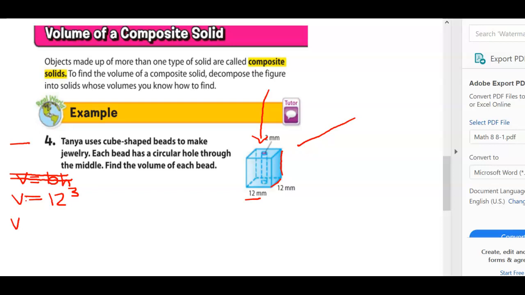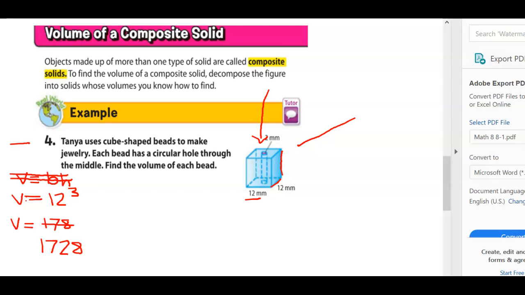So the volume, length times the width times the height, is going to give me 1728. Whoops. 1728. I don't see any eraser pens, so we're going to make this nice and messy. 1728. And that's going to be millimeters cubed, but I'm not going to worry about that right now. Okay, so that's the whole thing.